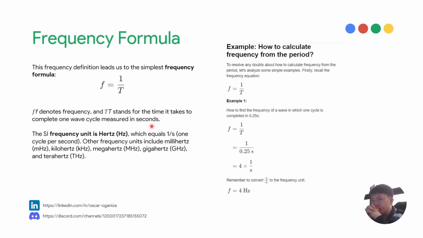The frequency unit is hertz. It's Hz. Which equals 1 over second, 1 cycle per second. Other frequency units include millihertz, megahertz, kilohertz, and so on and so forth. So for example, how do we find the frequency of a wave in which 1 cycle is completed in 0.25 seconds? Given the value of seconds and the constant value of 1, the formula for frequency is direct substitution. 1 over 0.25 is 4 hertz. 1 over 0.25 or 1/4. 4 times 1 over seconds is 4 hertz.